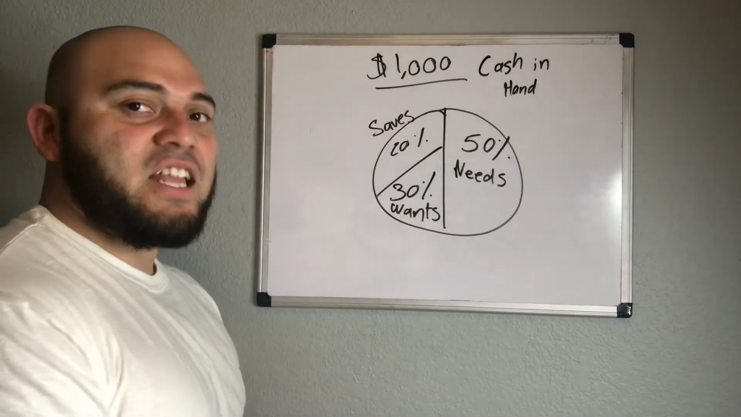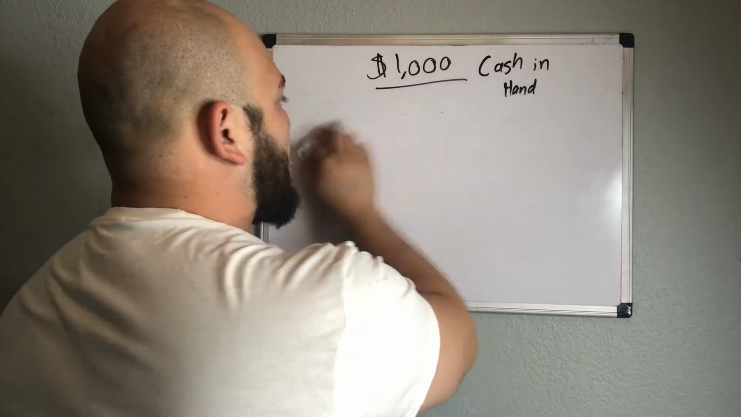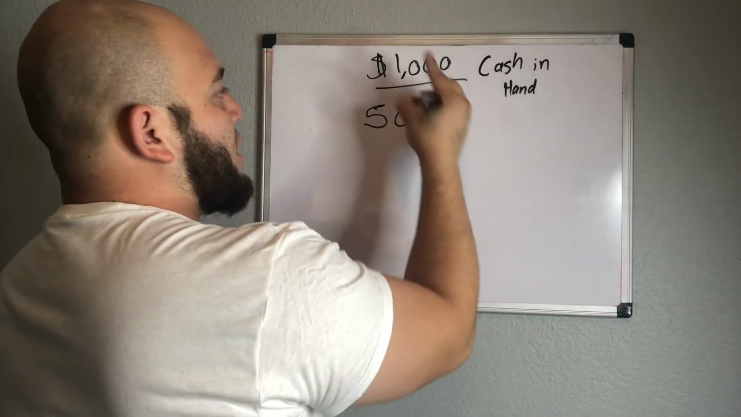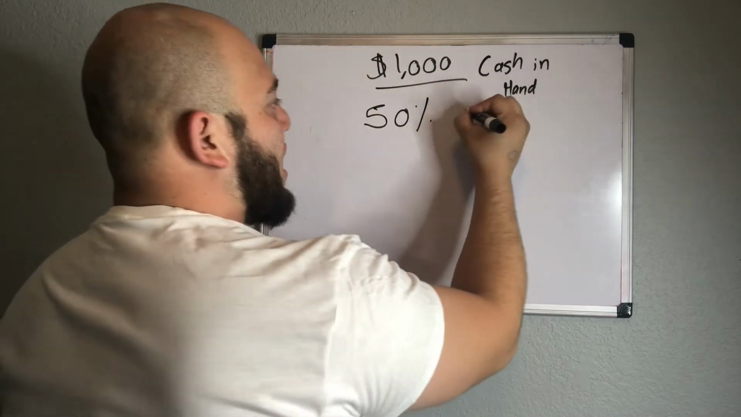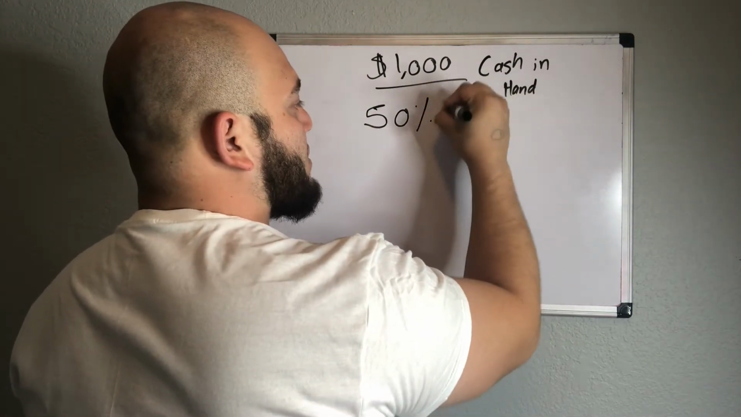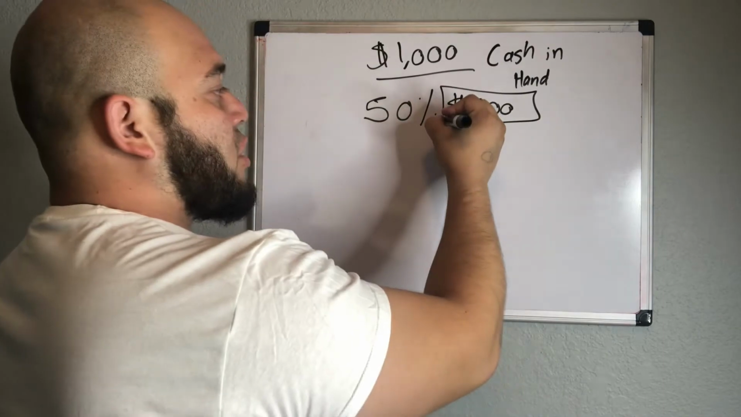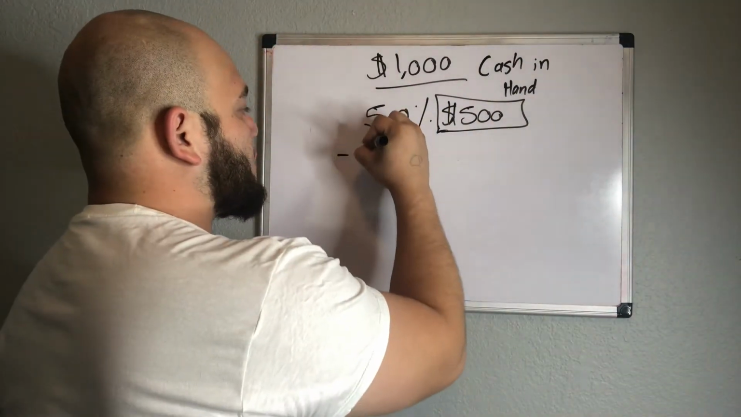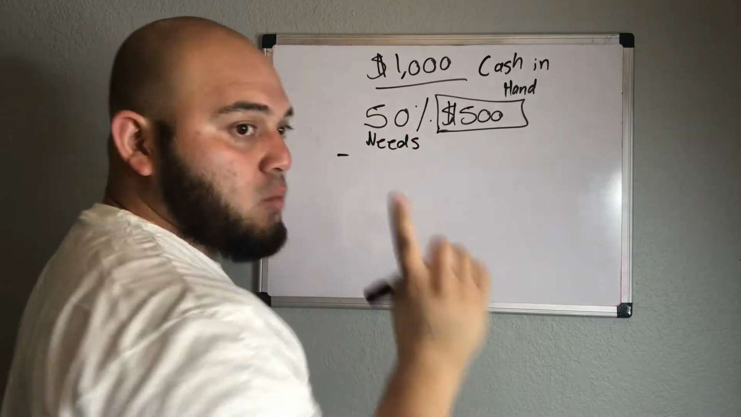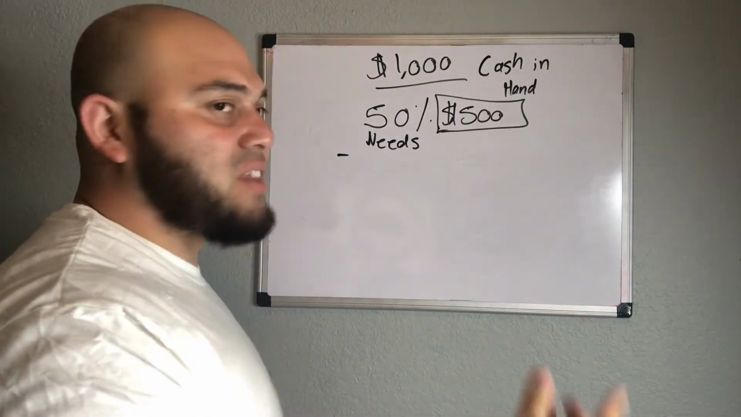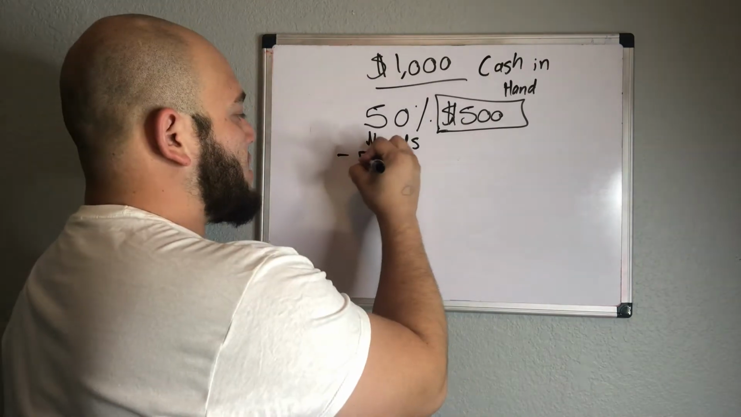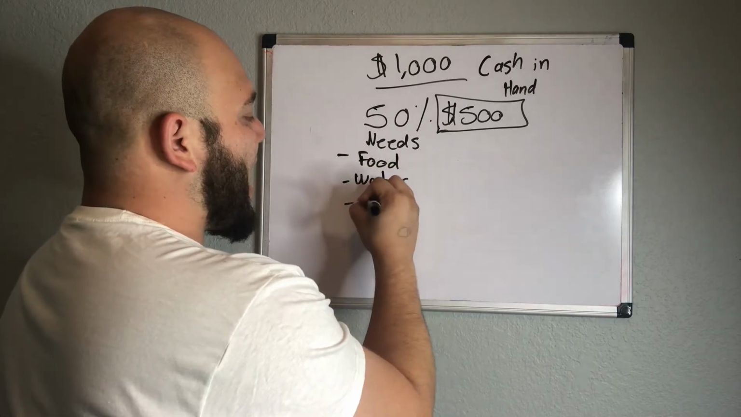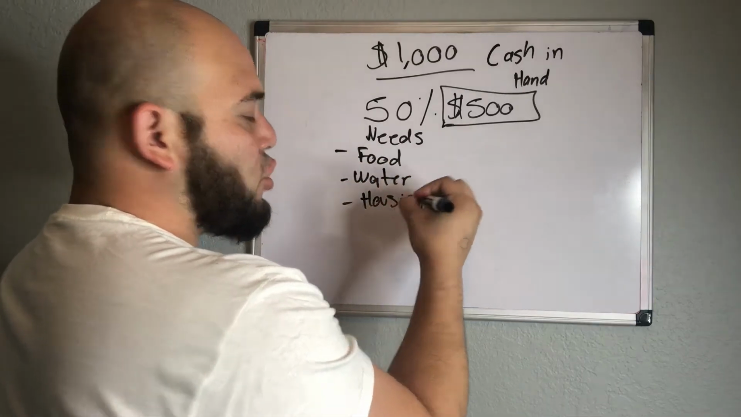So let's get into this a little bit more in depth, all right? The 50% of the $1,000 of your cash in hand will be $500, right? So $500 is what you're gonna use to pay off your needs, your necessities. This is again your needs. What qualifies as a need? Again, things that you can't live without, as in food, water, housing. You need a place to live.